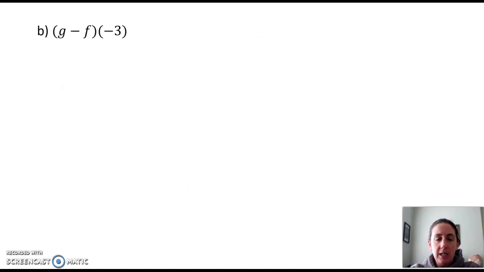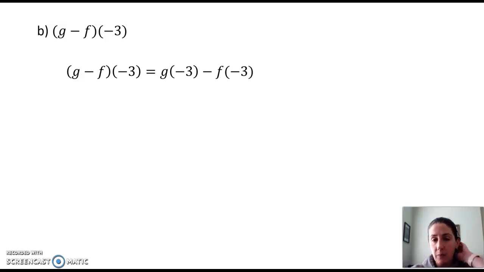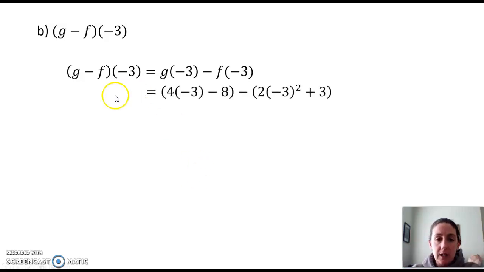Now let's look at g minus f at negative 3. So what that's asking me to do, remember g minus f at x would be g of x minus f of x. But I'm not doing it for the general x. I'm doing it for the specific x negative 3. So that's going to be g evaluated at negative 3 minus f evaluated at negative 3. So here's my g at negative 3, replacing x with negative 3. Here's my f at negative 3, replacing x with negative 3, but I keep them both in parentheses and subtract here.